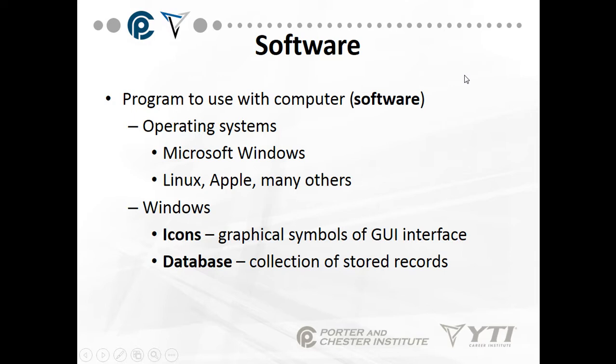Software are programs to use with the computer. There are operating systems such as Microsoft Windows or Linux, Apple, and many others. Windows uses icons or graphical symbols, a GUI interface, such as an Excel spreadsheet. There's a little symbol that's green.